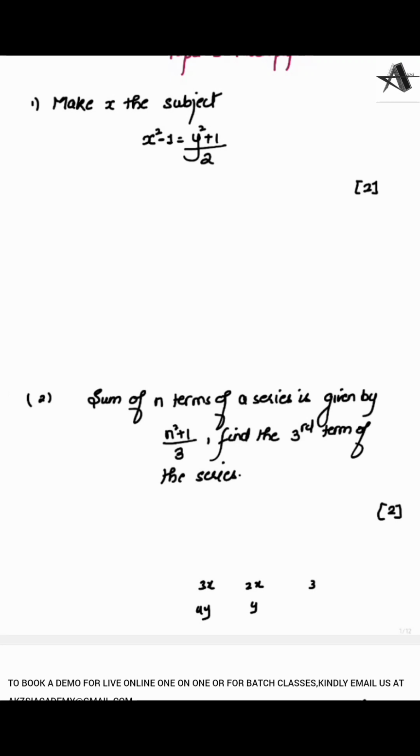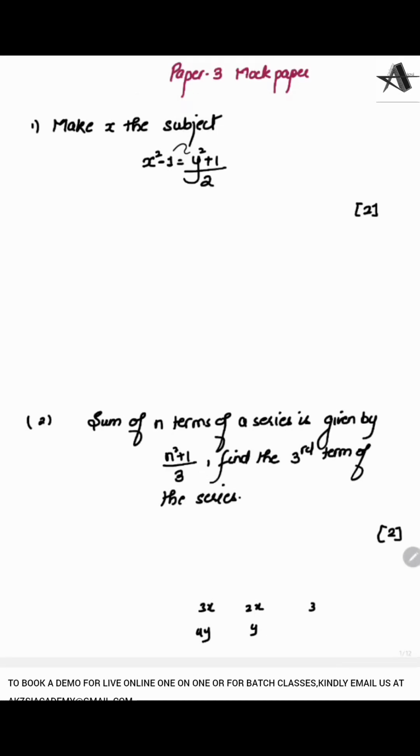So question 1 says make x the subject. X squared minus 1 is equals to y squared plus 2. If you want to make x the subject, that means your main aim should be isolating x. And isolating x, that means this minus 1 is extra.